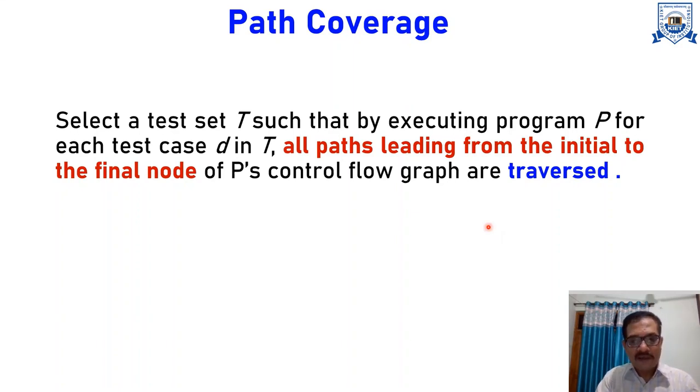So in the control flow graph, you traverse from the initial node to the final node. Whatever the possible ways are, that is basically called a path. So path coverage ensures that you select test cases in such a way that all the paths in the control flow graph, which start from the initial node and end at the final node, are traversed at least once. If this is happening, then we say we achieve path coverage, right?